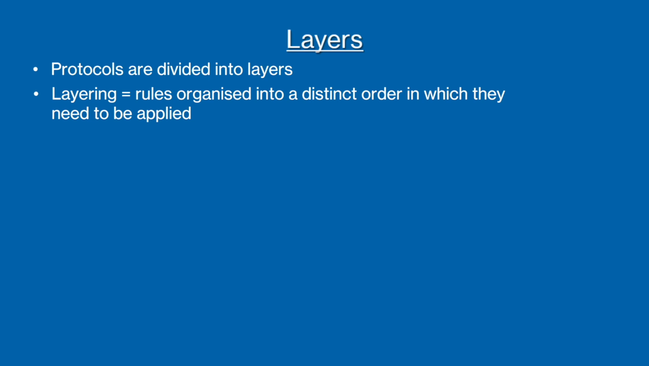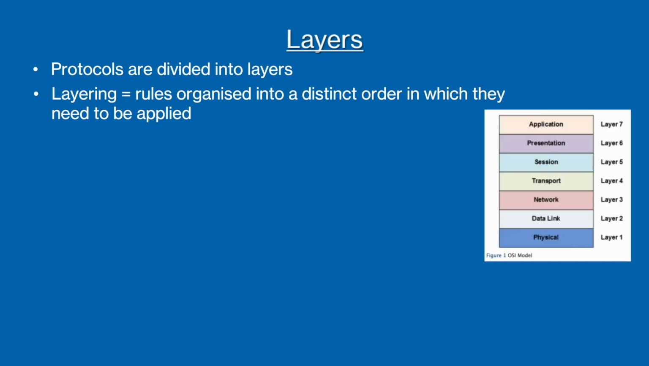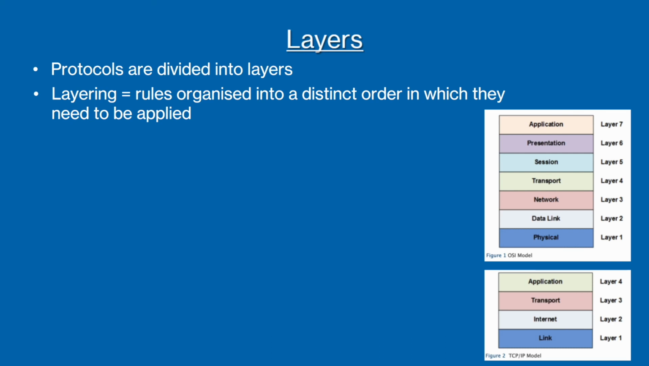To end this video, let's lastly have a quick look at layers. Layers are different sections of a protocol organized in a distinct order. Here you can see some of the different layers in both the OSI model and the TCP/IP stack. You do not need to learn any of these, I've just put them up here so you can visualize layers a bit easier.